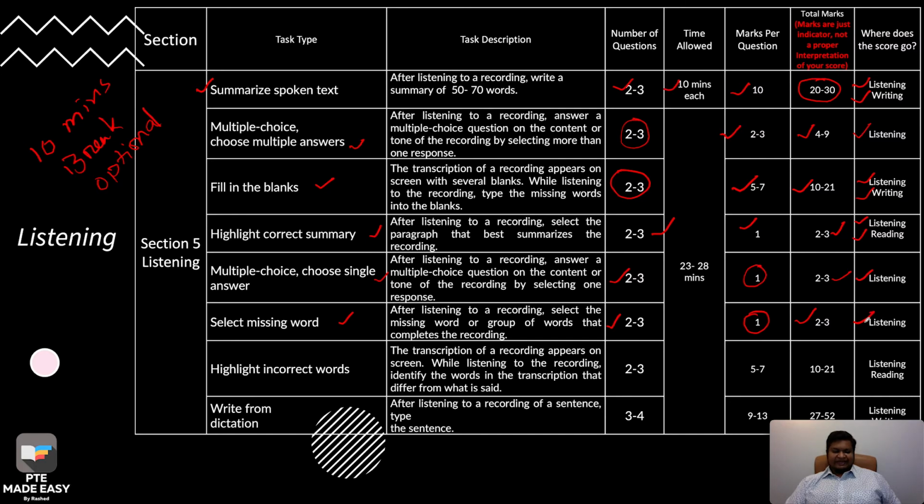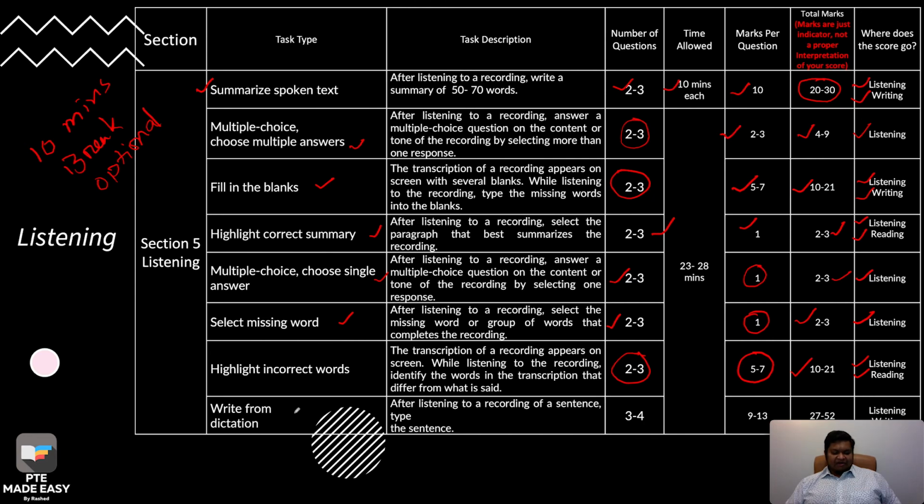Next is highlight incorrect words. You will have 5 to 7 answers or marks for each question, which will be for 2 to 3 questions in this question type. Total marks from this question type is between 10 to 21, giving you this score to listening as well as reading.